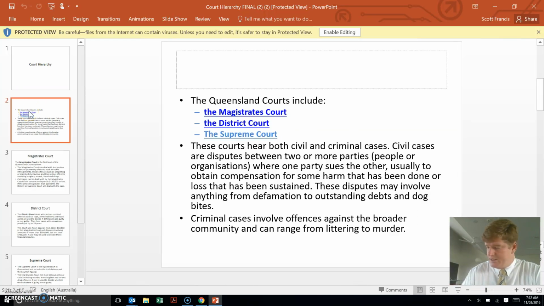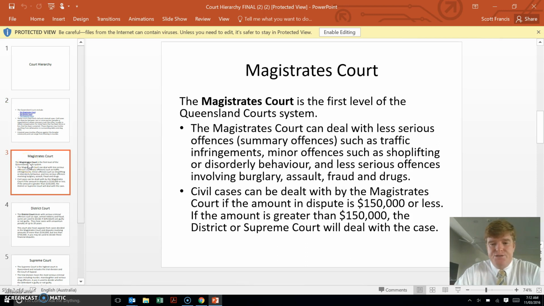We've got 3 courts in the Queensland system, 3 core courts: the Magistrates Court, the District Court and the Supreme Court. They hear both civil and criminal cases. If we look at each of those courts individually. The Magistrates Court deals with less serious offences, and civil cases where the amount disputed is up to $150,000. An important thing to keep in mind here is there's no jury for criminal matters. It's just the magistrate who makes the decision in that court.